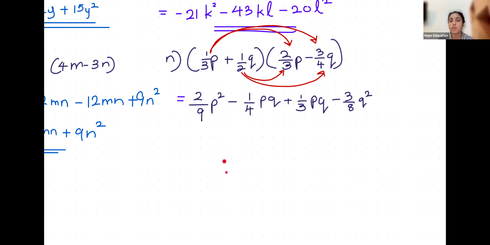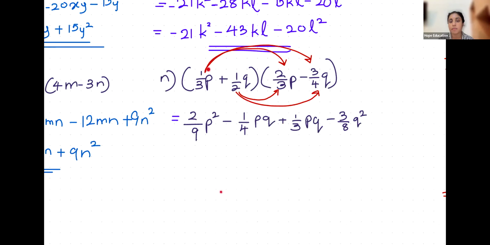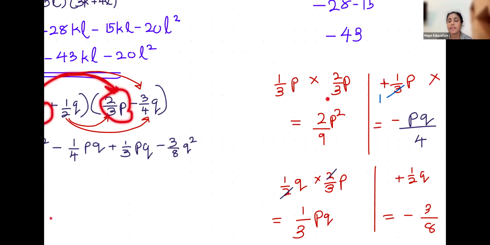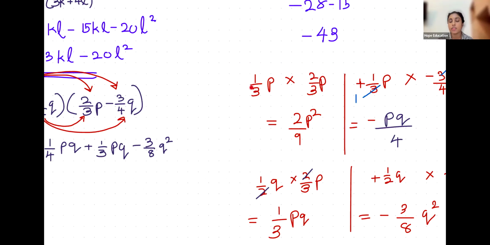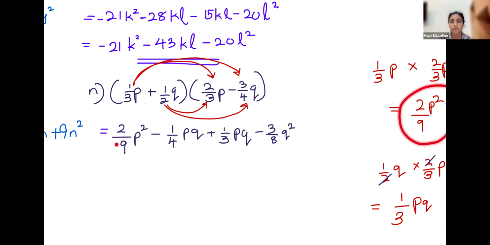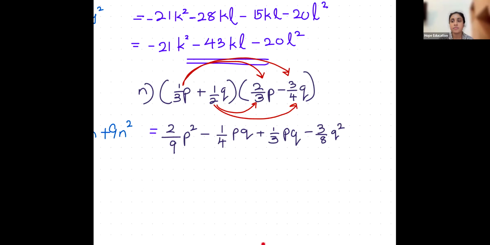Here 1 over 3p multiplied by 2 over 3p. So I did it separately. Here nothing is cancelled off. 1 times 2 is 2. 3 times 3 is 9. P times p is p squared. So that is 2 over 9p squared. Then next one is 1 over 3p multiplied by 3 over 4q. 1 second.